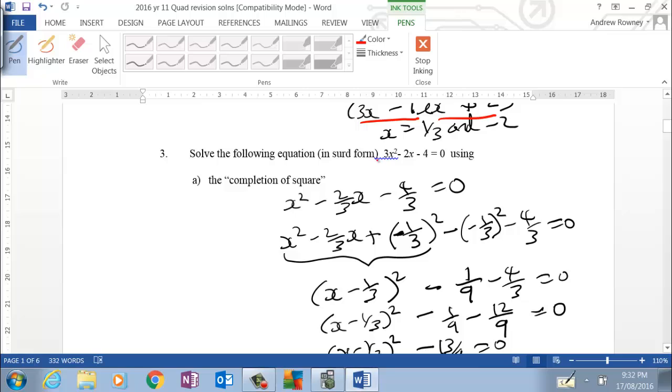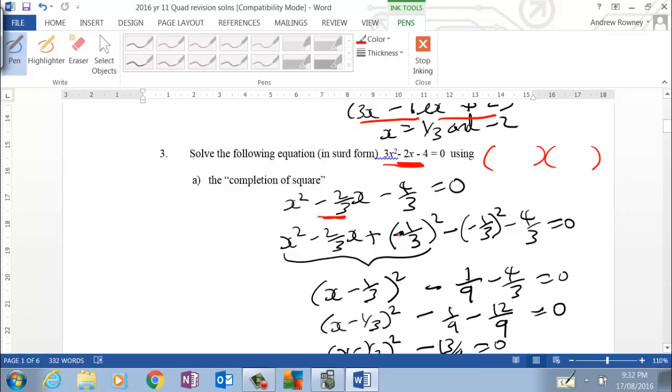Solving this equation using completion of square, because you can't FOIL that. It's too hard to put it into two brackets. So completion of square is you add on half the coefficient of x. The coefficient of x is minus 2/3. Half of that is going to be a third. So you add on minus a third squared, and you take off minus a third squared.